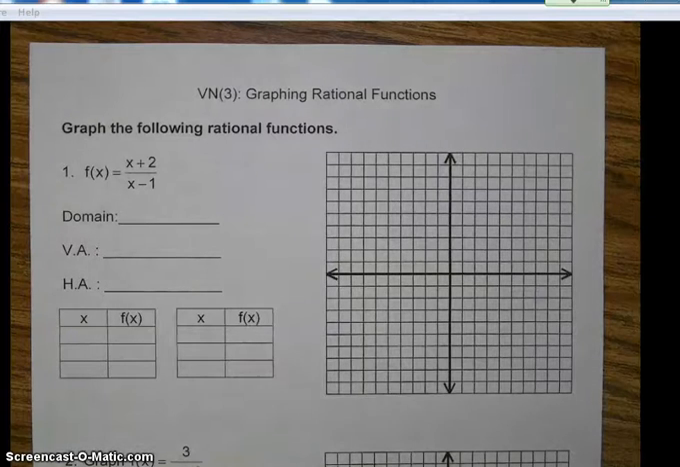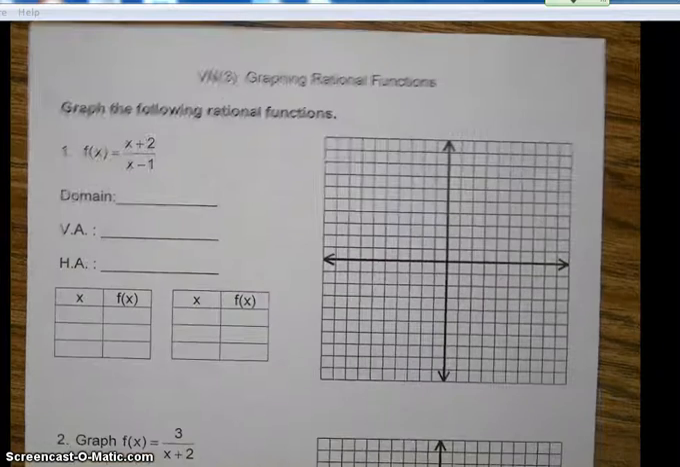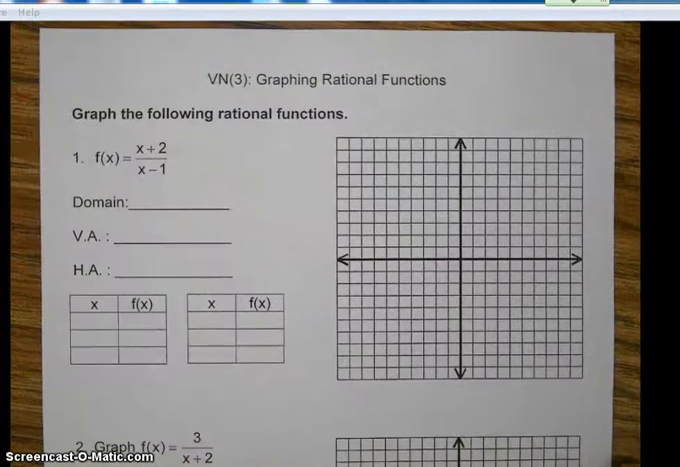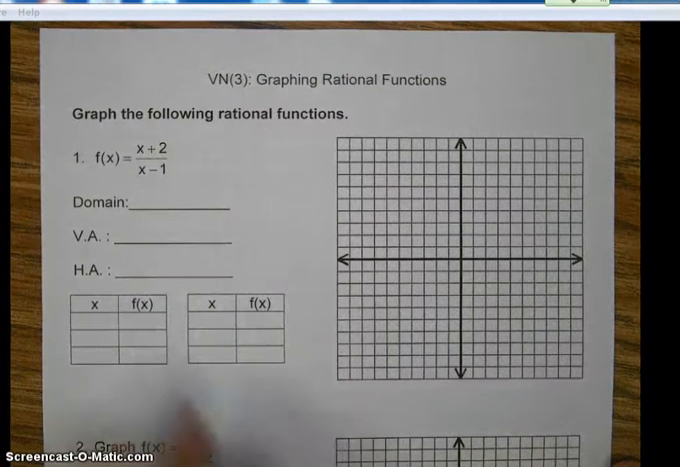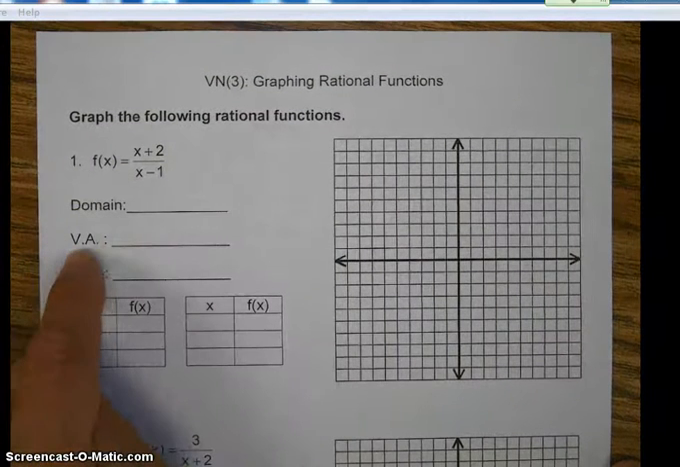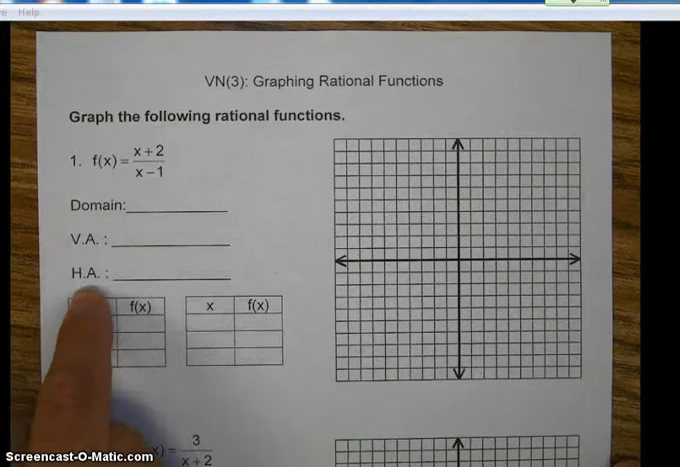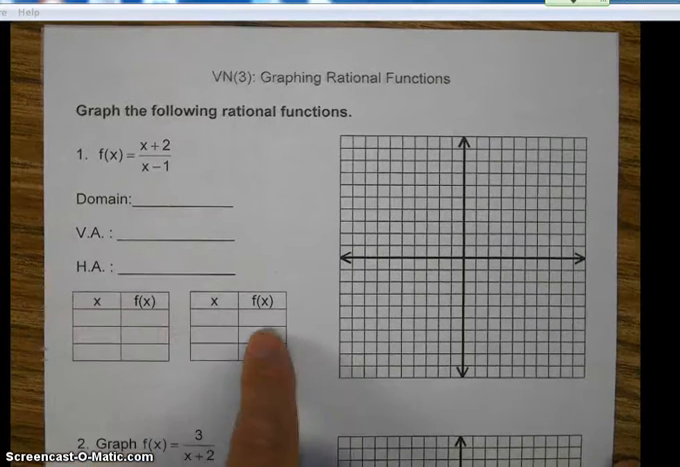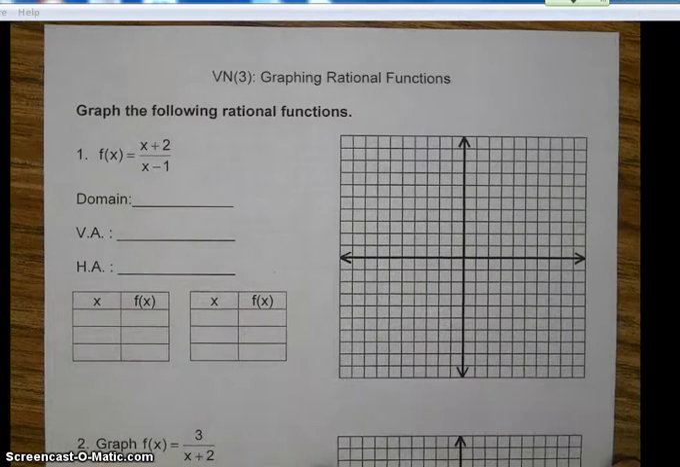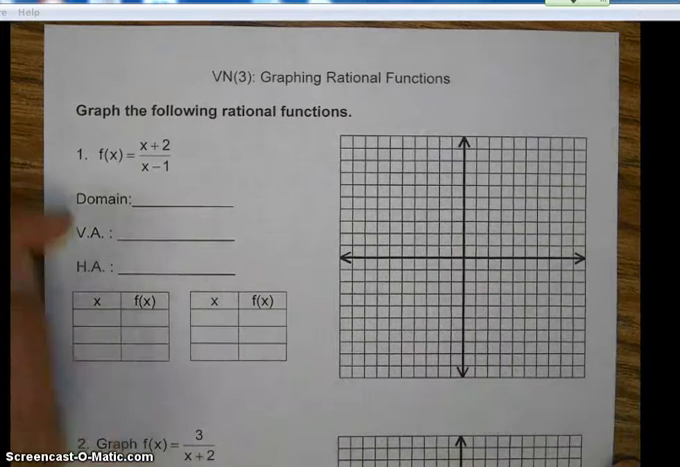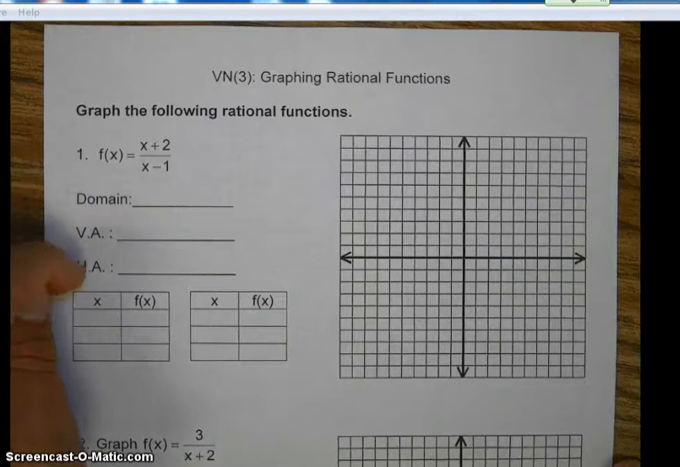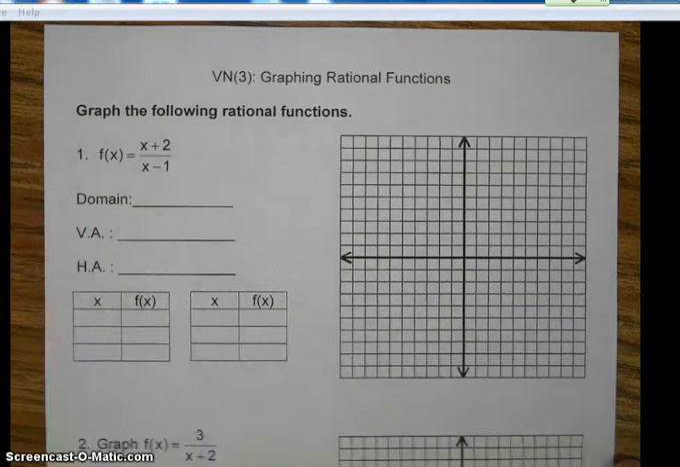Okay, today we're going to be looking at graphing rational functions. Because I have already done a video on domain, vertical asymptotes, and horizontal asymptotes, I'm going to go straight to the graphing, trying to make my videos a little bit shorter. Please go back and see those videos for more instruction if you need help with domain, vertical asymptotes, or horizontal asymptotes.